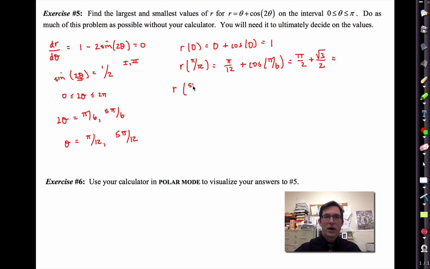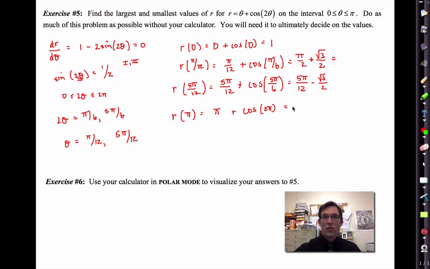R of 5 pi over 12 will be, obviously, 5 pi over 12 plus the cosine of 5 pi over 6, which is going to be 5 pi over 12 minus root 3 over 2. And then finally, r of pi will be pi plus cosine of 2 pi, which is pi plus 1.